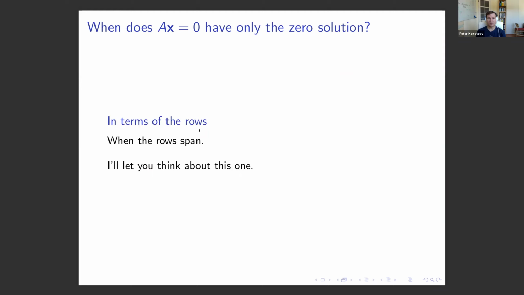Now, in terms of the rows, we can try to answer the same question. AX equals zero has only the zero solution, in terms of rows, when the rows span. By now, you should have collected enough intuition to understand this by yourself. So why is this the case? We only have the zero solution of the homogeneous equation if the rows span the entire space. Think about pivots.